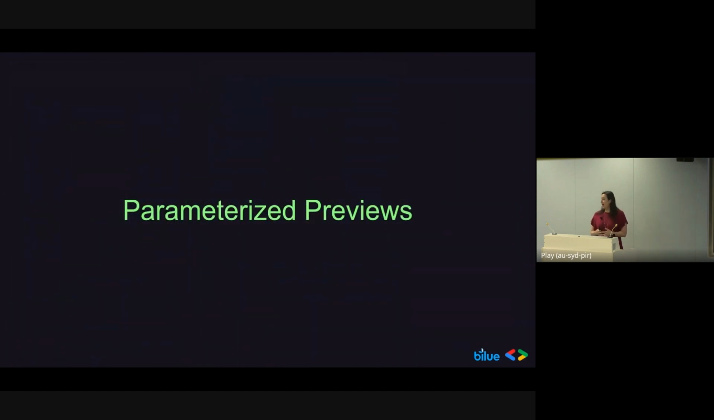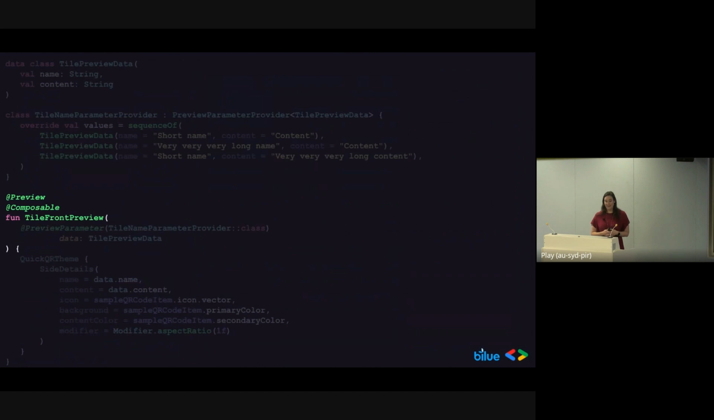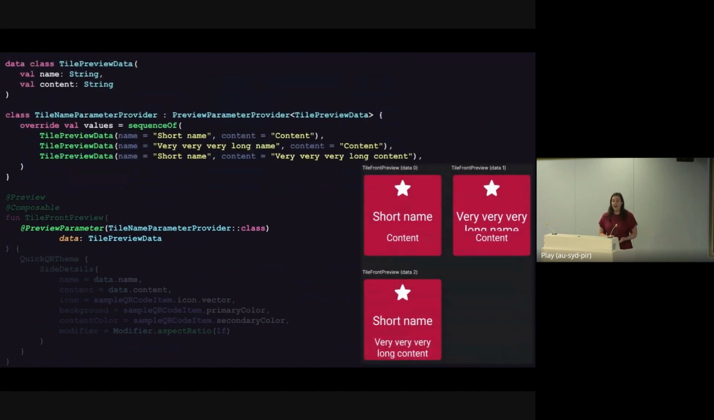One of the other really powerful things is parameterized previews. This is how I get to 158 previews. I don't write 158 previews. I just have a lot of different parameters. So again, we have our preview composable and we pass in a parameter. Now previews can only take one parameter and one parameter only, and that is a preview parameter. We have a provider for this. This has a data model with it. It could just be something like a string or an integer, or you can create your own data model using a data class, like I've got at the top there, tile preview data.